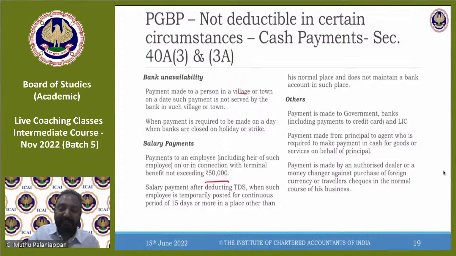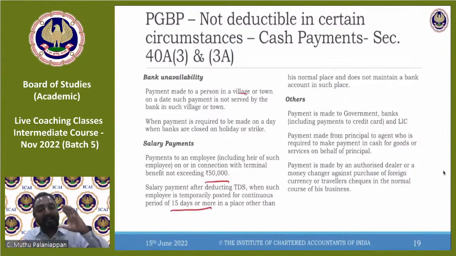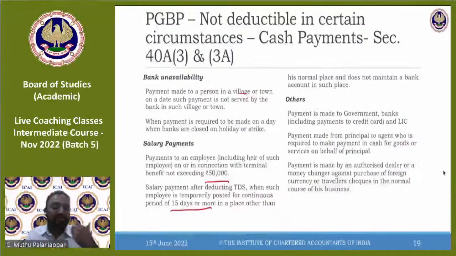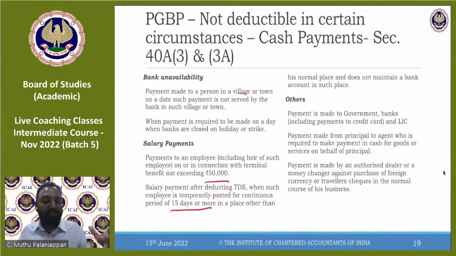Similarly, if you are making salary payment to a person who is traveling for more than 15 days and he does not have a bank account in that place, then also it is okay. Typically I'm paying an employee who's traveling. Let's say his place is Mumbai. Now he has traveled down south to a local interior village in Tamil Nadu. He's there for more than 15 days. Of course, he doesn't have a bank account there. So he needs cash. Then cash can be given to him, because bank is not available there and he has been traveling for more than 15 days.